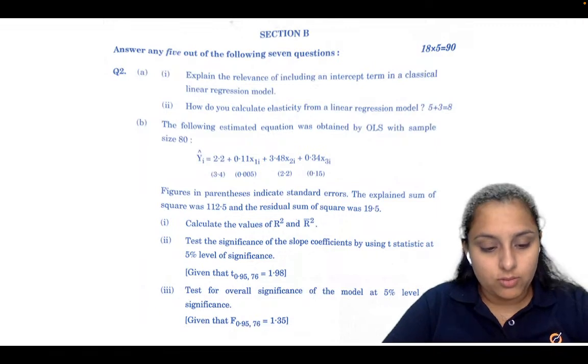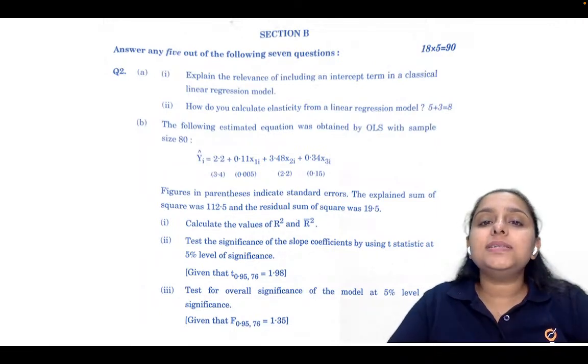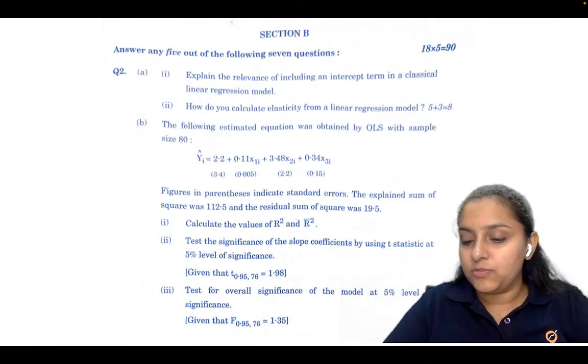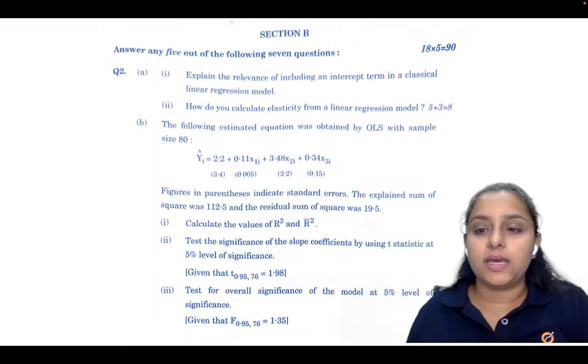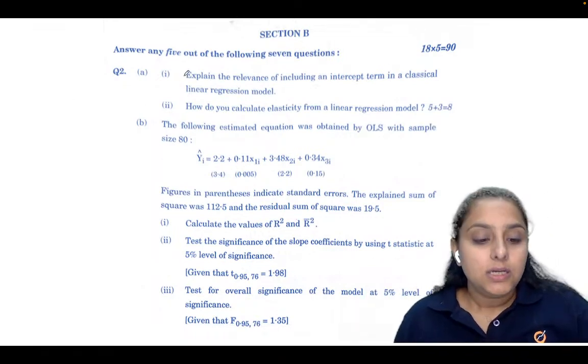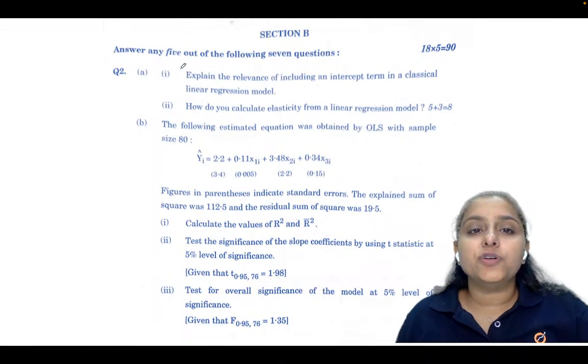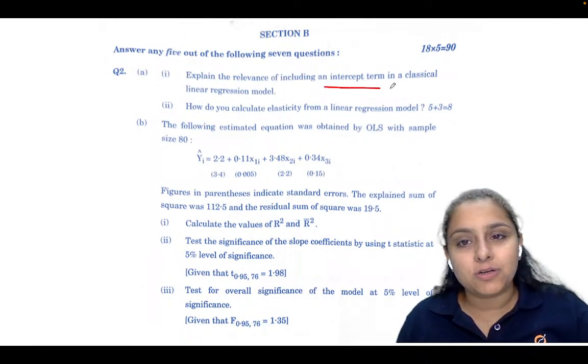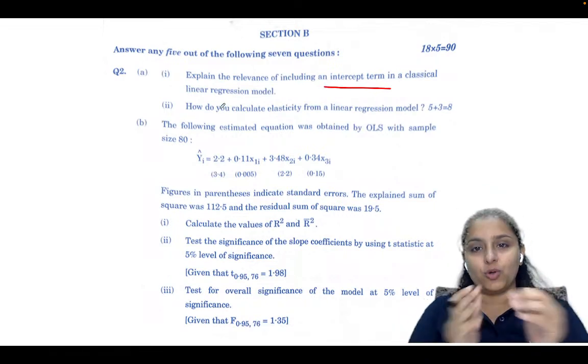Okay. So, all right. Now, after this, let's come to section B. Let's see what is there in section B. In section B, we have the first question: explain the relevance of including an intercept term in a classical linear regression model.